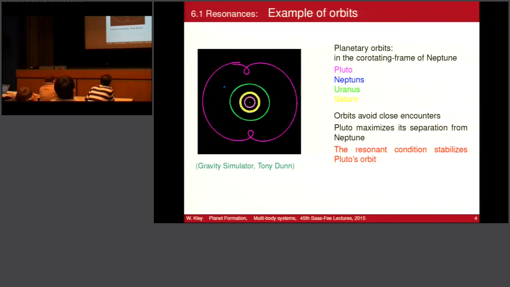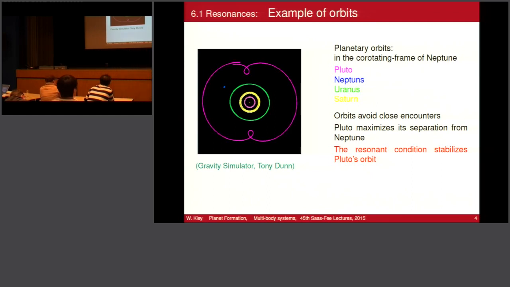So why is this resonance stabilizing in this case? It's stabilizing because the orbits are laid out such that they avoid close encounters. There's always a minimum distance that Pluto and Neptune can have, and this is only guaranteed because the system is in resonance. Then you can make the orbit such that the two bodies never come very close physically. So Pluto basically maximizes its separation from Neptune, and this is only possible because of the resonance.